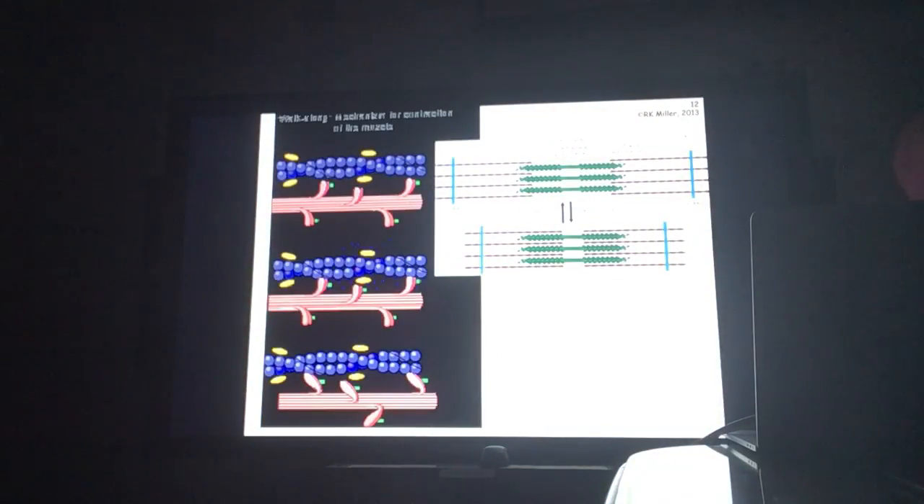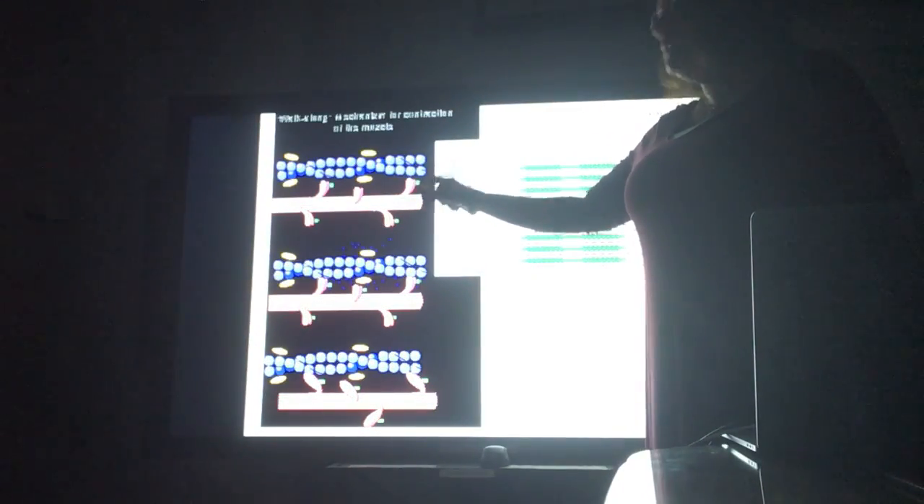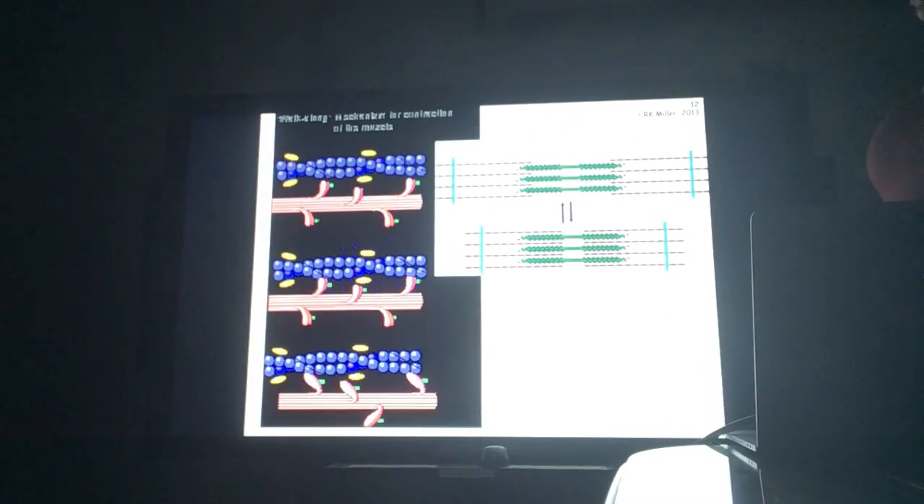This slide is trying to show you this concept as well. You see that we have the myosin, the thick filament with the myosin heads. The little green means it has an ATP there. We have the thin filament with the purple, in this case lavender, G-actin.